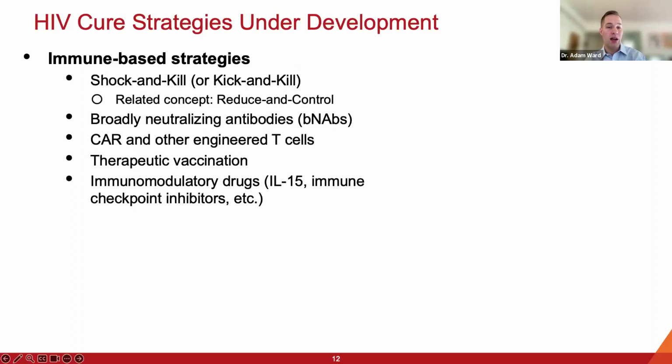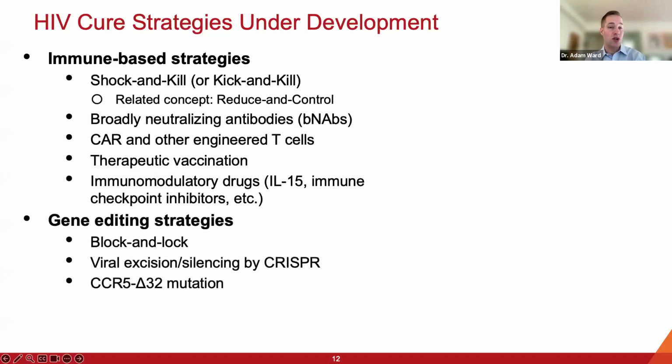Broadly neutralizing antibodies are, I think, really vaulted to a promising approach to HIV cure and are being tested in multiple clinical trials right now. Then T-cell based therapies, such as chimeric antigen receptor T cells and other engineered T cells, either engineered ex vivo or in vivo. Therapeutic vaccination, which means a vaccine given to someone living with HIV to improve their immune response to HIV, which could possibly promote control of the virus off of therapy. And then immunomodulatory drugs are also being explored. These can include drugs like IL-15 superagonist, immune checkpoint inhibitors, and other immunomodulatory agents.